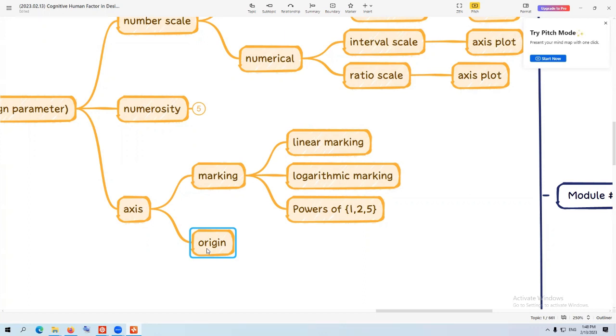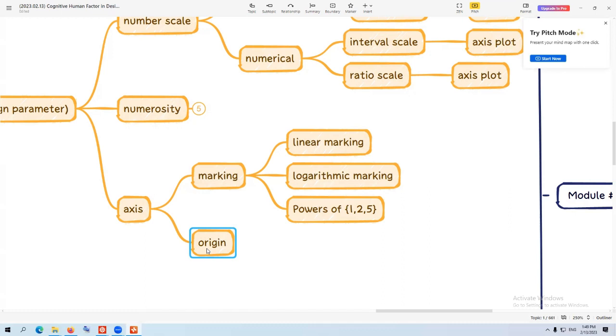The other thing is called marking. Now, this is something you're not familiar with, because most of the plotting you've done all your life is linear. In other words, X is linear, Y is linear, okay? There's such a thing as a logarithmic scale, and there's this thing called power of 1 to 5 marking. So in other words, I would mark something like 1, 2, 5, 10, 20, 50, 100, 200, 500. Why does that make sense?